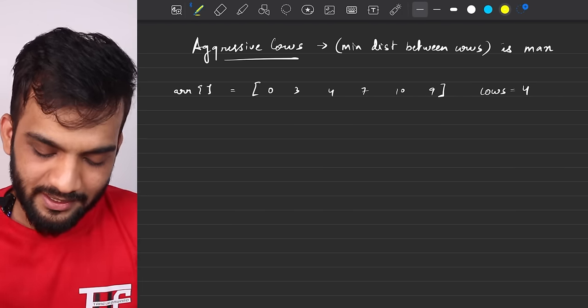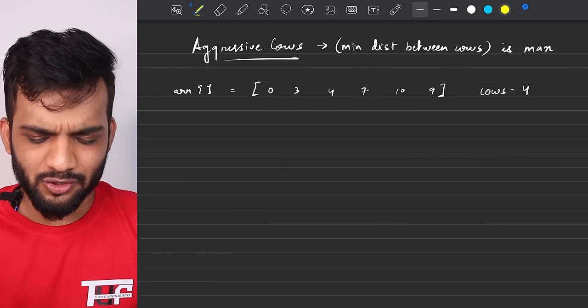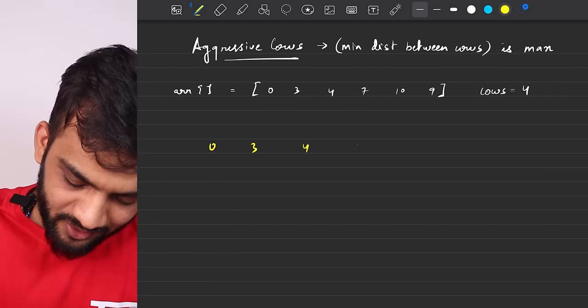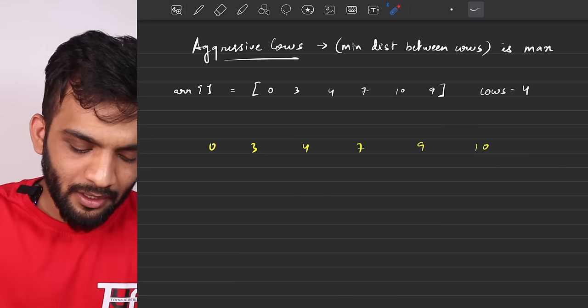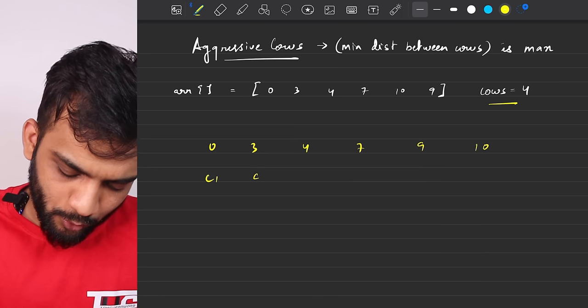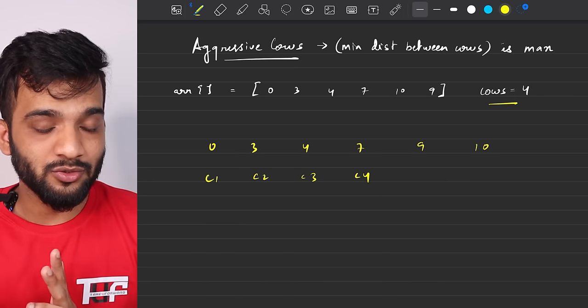So basically, these are the stalls given. If I write the stalls in the correct order, the first stall is at 0, 3, then 4, then 7, then 9, and then 10. I've just written them in sorted order. If I tell you, can you place 4 cows? It'll be like, okay, cow 1, cow 2, cow 3, cow 4. This is one of the ways in which you can place cows, right?